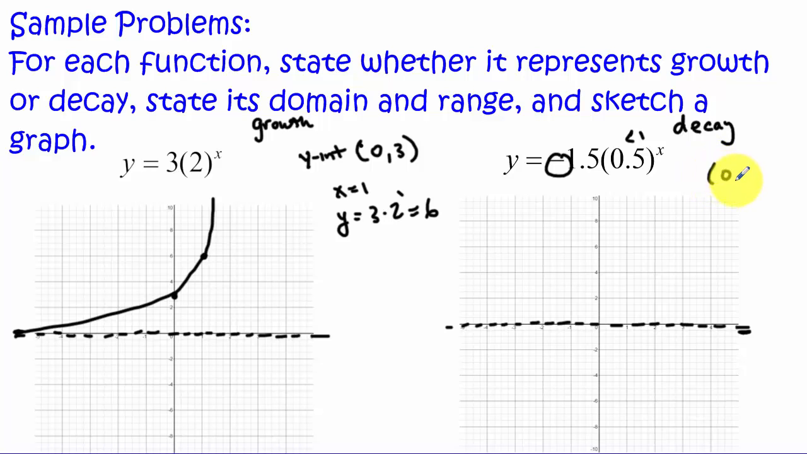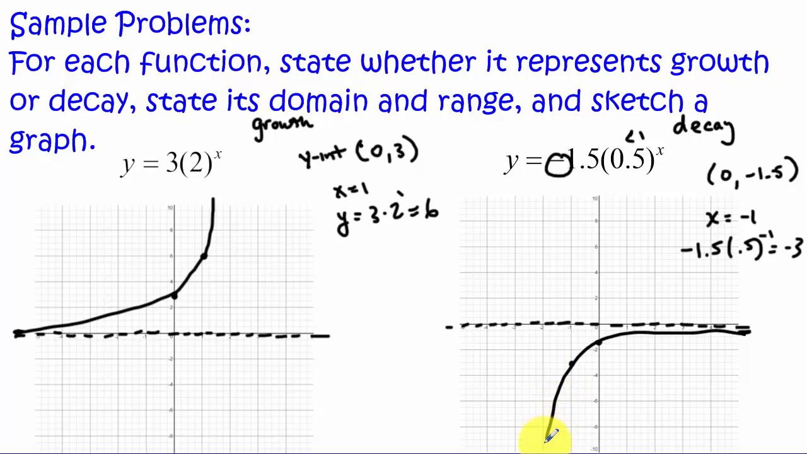Our y-intercept will be (0, -1.5). So right here. And again, we're going to plug in a value of x. For exponential decay, it's going to be better to pick a value of x equals negative 1. So if we plug that in, we have -1.5 times 0.5 to the negative 1, which is going to work out to be -3. You could use a calculator for that. So we have this point, and again, this is exponential decay, so it approaches on the right.